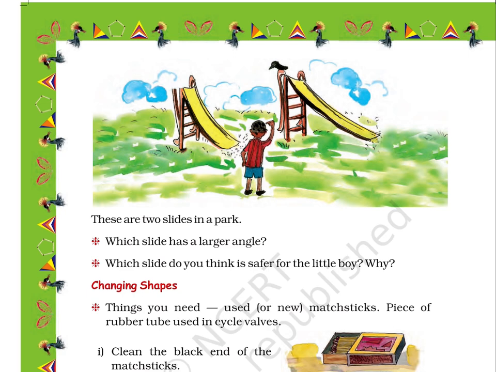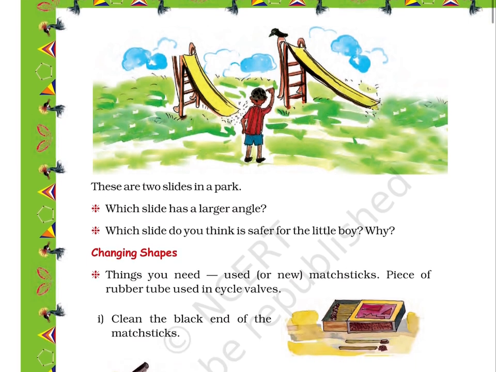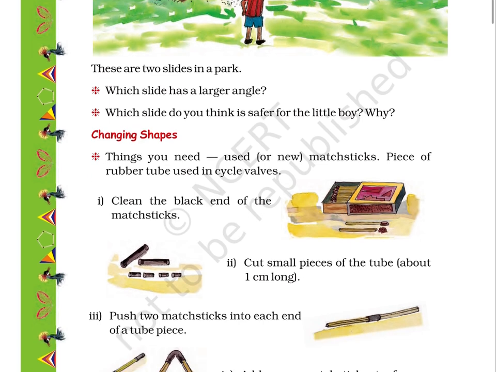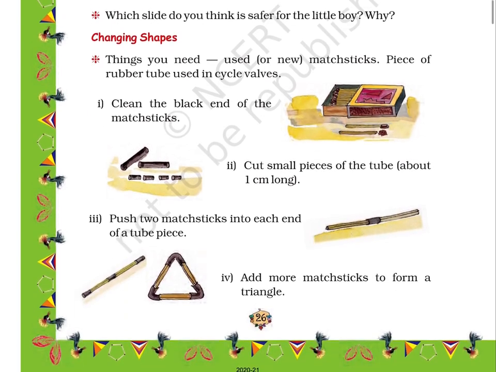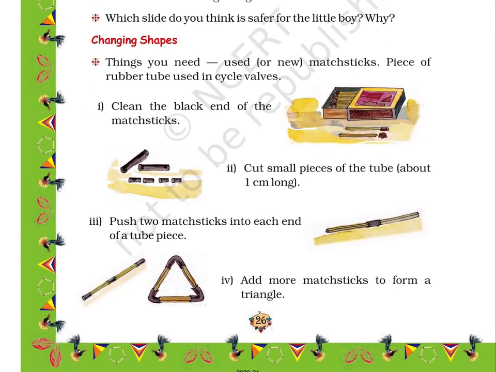Changing shapes. Things you need: used or new matchsticks, a piece of rubber tube used in cycle valves. 1. Clean the black end of the matchsticks. 2. Cut small pieces of the tube, about 1 centimeter long. 3. Push 2 matchsticks into each end of a tube piece. 4. Add more matchsticks to form a triangle.